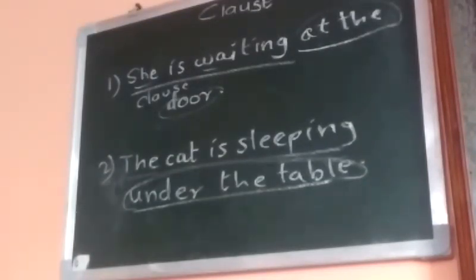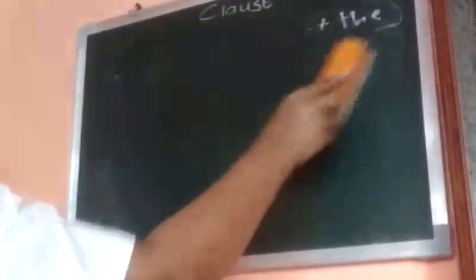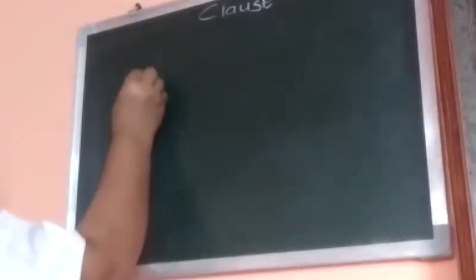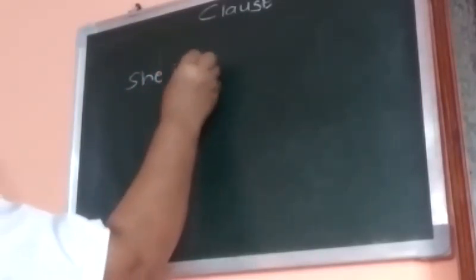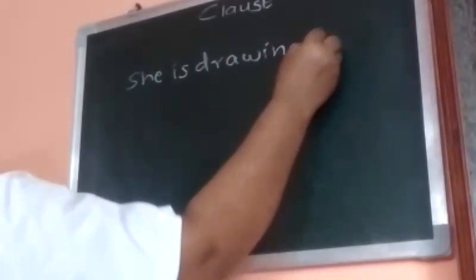A clause has both subject and verb. It can stand alone as a complete sentence because it gives a complete meaning. She is drawing a map.